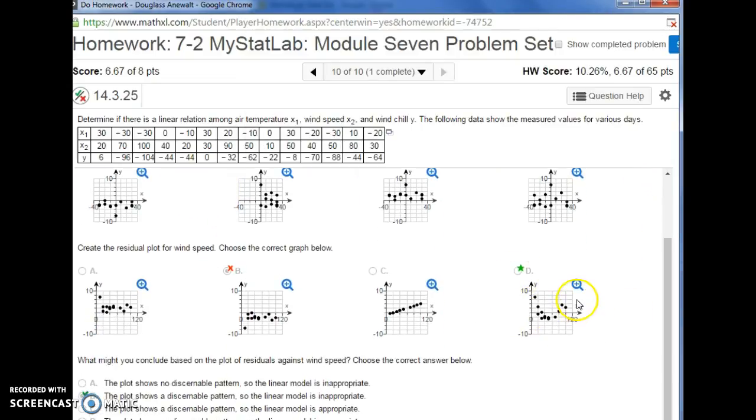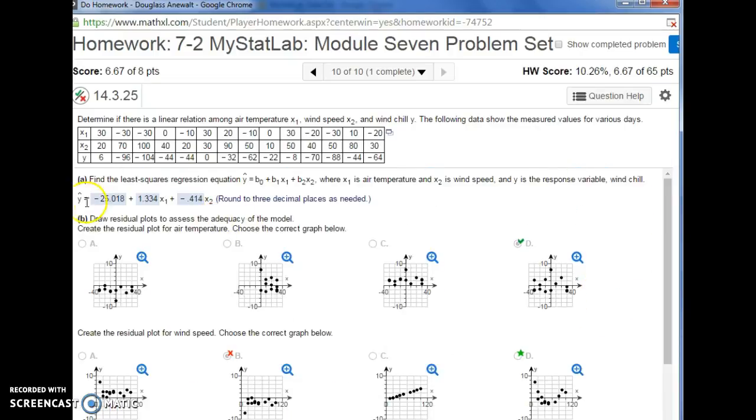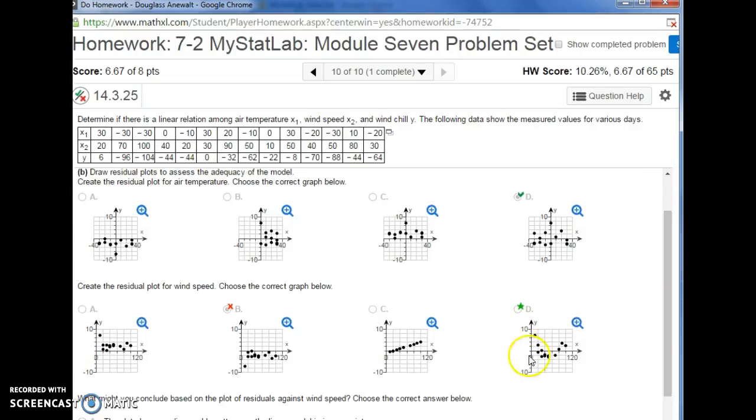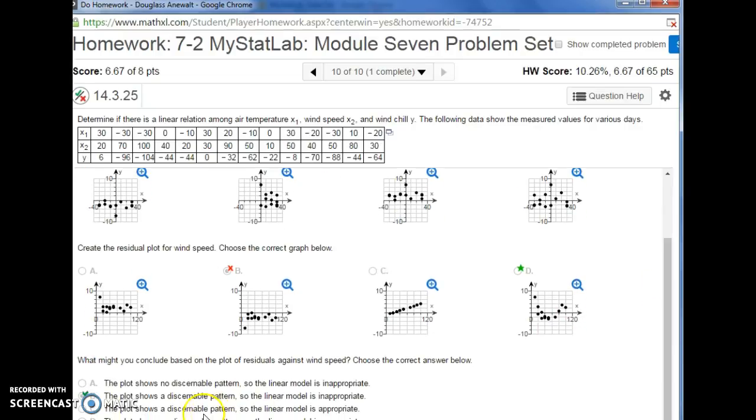When we see a pattern like that, a discernible pattern, the linear model is inappropriate. So we would not want to use this equation here. We wouldn't want to plug in an air temperature, plug in a wind speed, and determine the wind chill. Because we determined right here that we saw a pattern, the linear model is not appropriate.